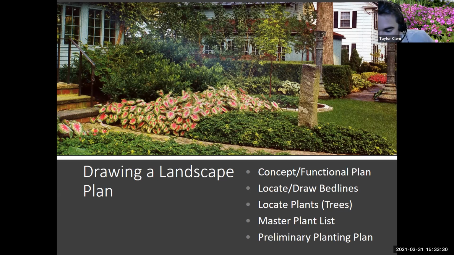You're already at your inventory and analysis, and it really comes down to, okay, how do I start drawing out some of my ideas and understand the function, what you want that landscape to become? Remember last week we were talking about the big idea, your big goal, what you want your landscape to become? That concept functional plan is what we're going to start working on. And we can start thinking about drawing bed lines and locating trees. So we'll go through this process.